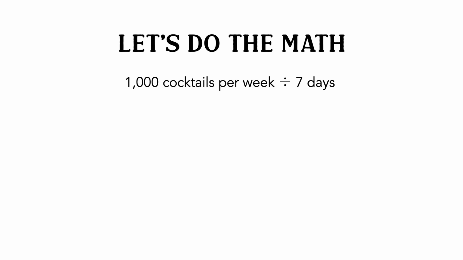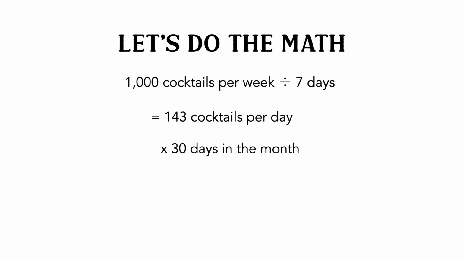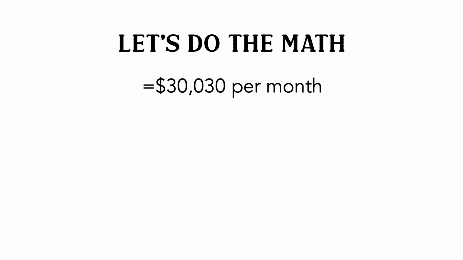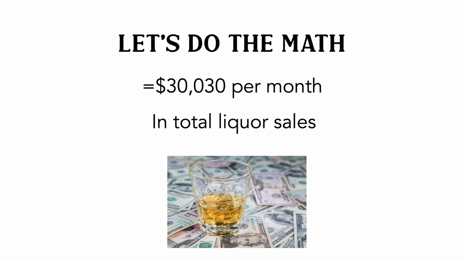Well, let's do the math. 1,000 cocktails per week divided by 7 days equals 143 cocktails per day, times 30 days in a month equals 4,290 cocktails per month, multiplied by $7 per cocktail, and you're gonna get $30,030 per month in total liquor sales. Anyone who owns or manages a bar knows that these are completely realistic numbers, even conservative numbers for liquor sales. And which reminds me, we're not even talking about wine or beer or giving away bottled beer. We're just talking about liquor overpours here.